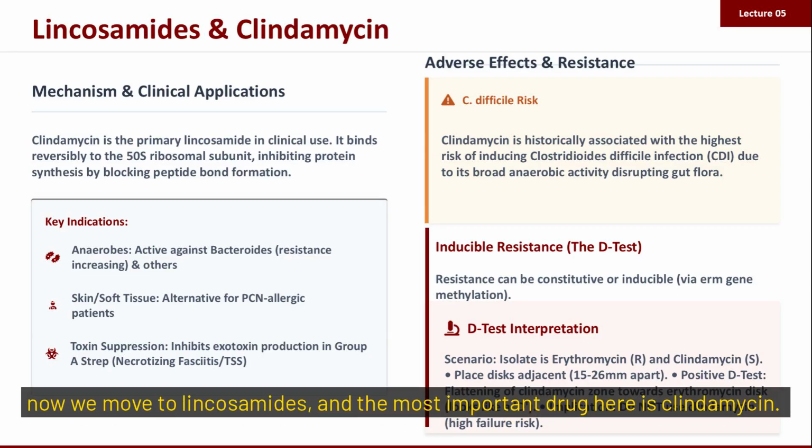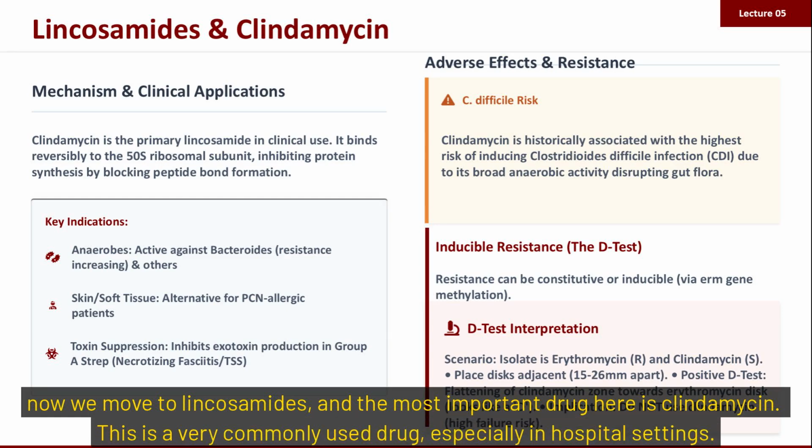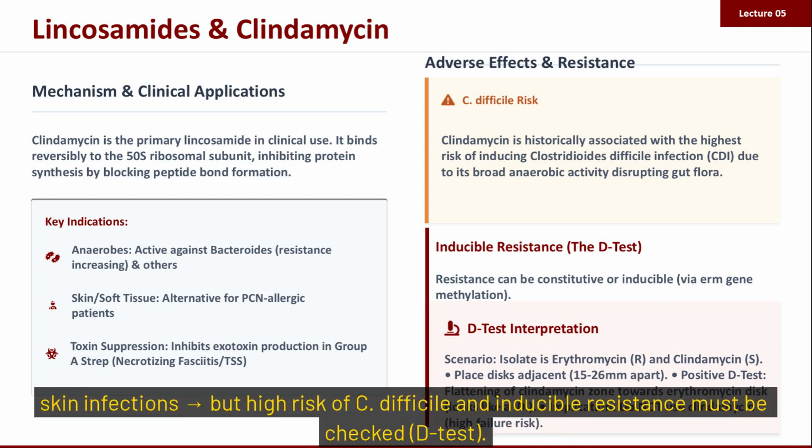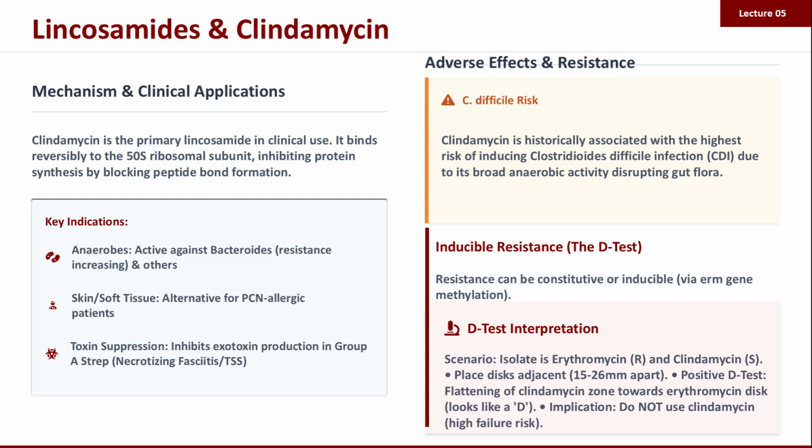Now we move to lincosamides, and the most important drug here is clindamycin. This is a very commonly used drug, especially in hospital settings. First, understand the mechanism. Clindamycin binds to the 50S ribosomal subunit, specifically at the peptidyl transferase center. Because of this, it blocks peptide bond formation. So the bacteria cannot join amino acids to form proteins. In simple words, the protein chain cannot grow. This stops bacterial growth, so the drug is mainly bacteriostatic.